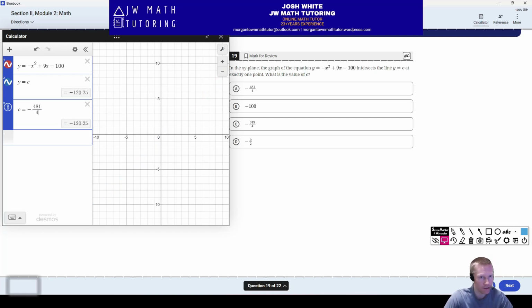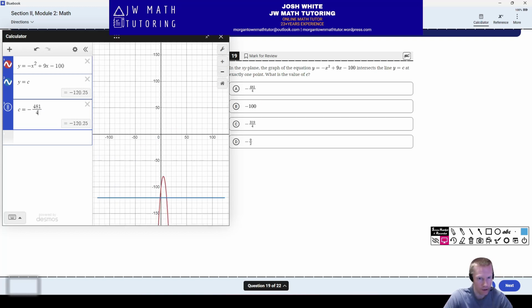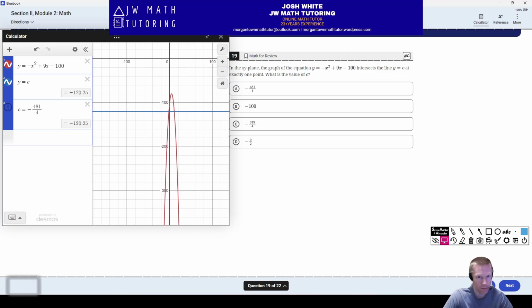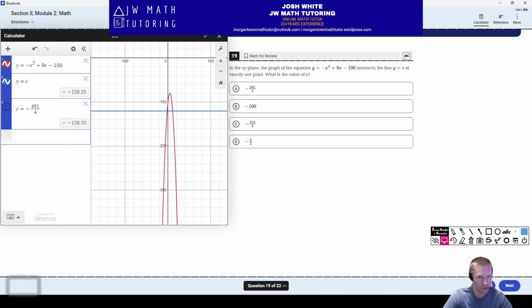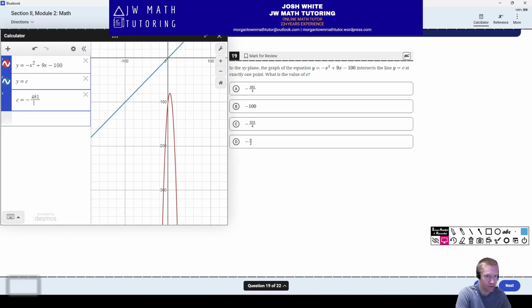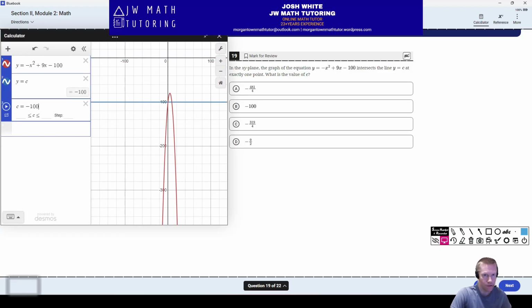All right, I don't see anything on my screen, so let's just zoom out. Okay, so there's my line, there's my quadratic. Do they intersect at exactly 1 point? Of course not, so that's not the correct answer. Do these intersect at exactly 1 point? No. Okay, not the correct answer. Let's try C.